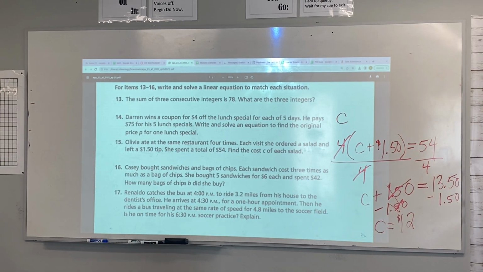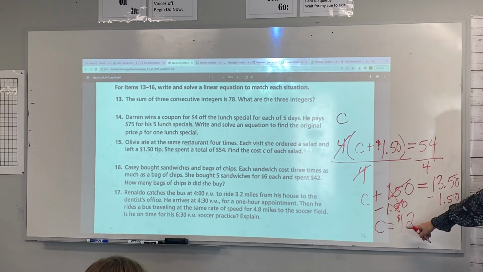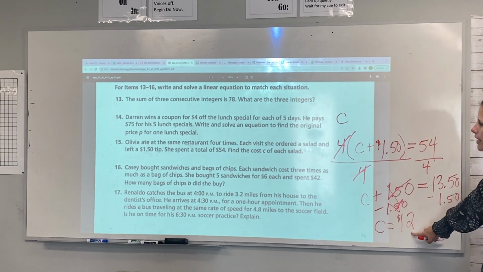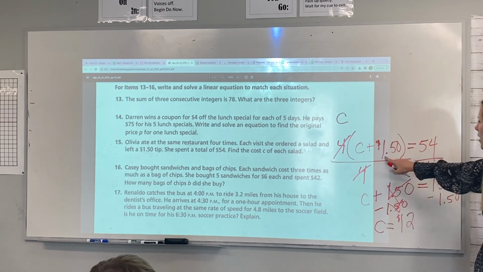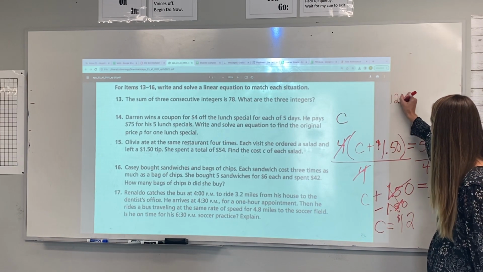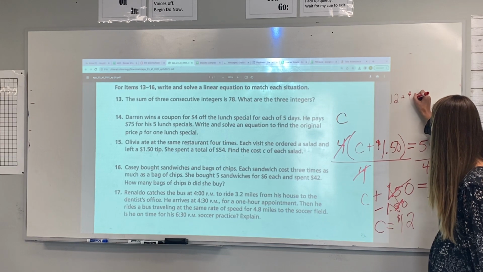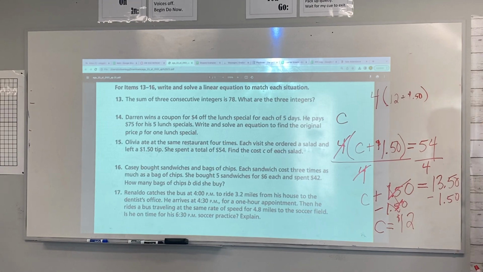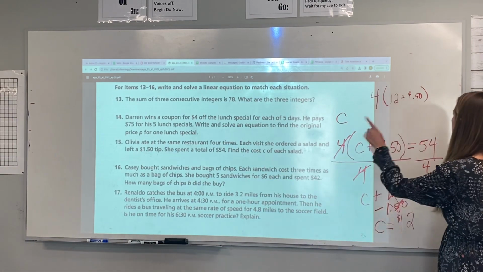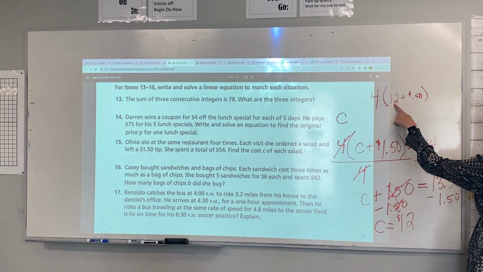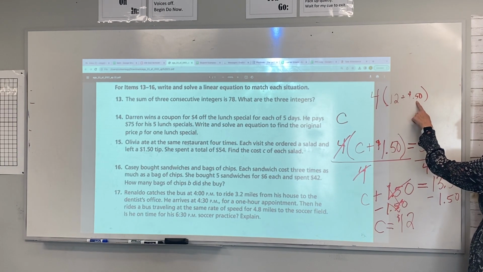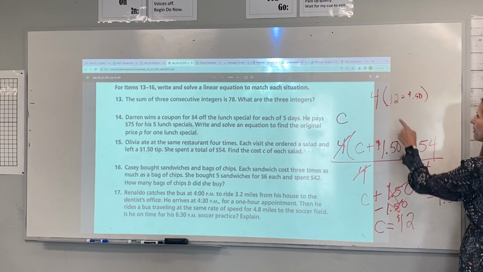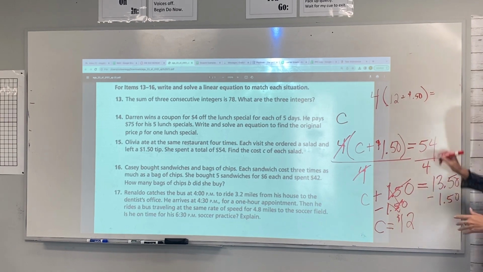Does it make sense? What should we do to see if that cost makes sense? Check it, plug it in. So we have $12 she's spending on a salad, right? Plus a $1.50 tip. She does that 4 times, right? She visits 4 times. She gets a $12 salad and leaves a tip every single time. So that can be multiplied by 4, and let's see if we get our total, 54.